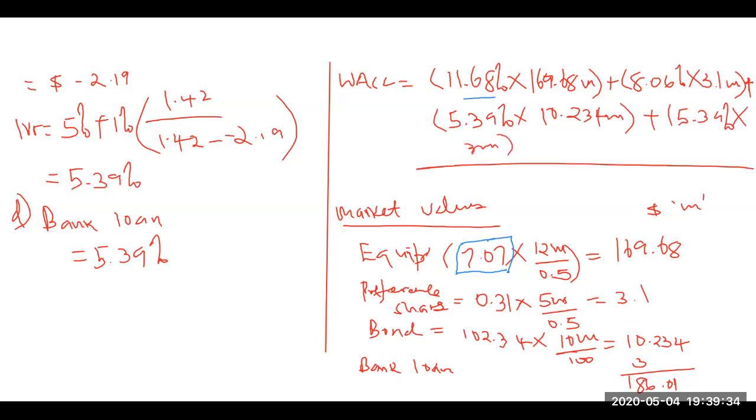All that we divide by the total market value, which is equal to 186.01 million, to give us the cost of capital for the entire company. How much do you get? You get 11.17%. So 11.17% becomes the cost of capital for this particular company.